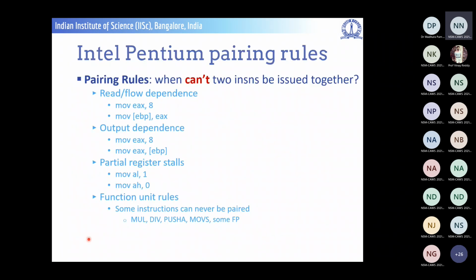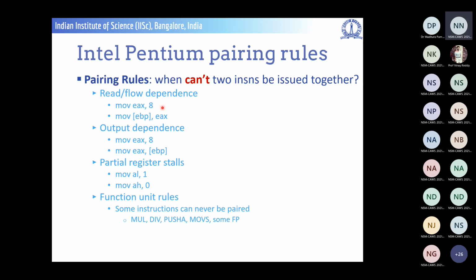With that, one of the things I want to quickly mention is this. Intel Pentium was one of the first processors that came with a superscalar pipeline, and they had what they call pairing rules: which instructions can go in parallel, and which types of instructions should not go in parallel. Here are some of the rules. That's called the Intel Pentium pairing rules.